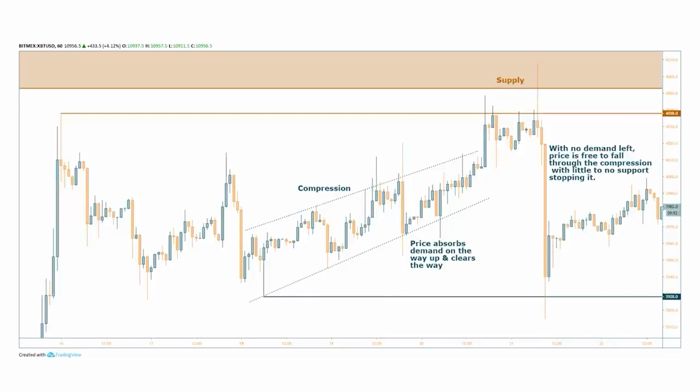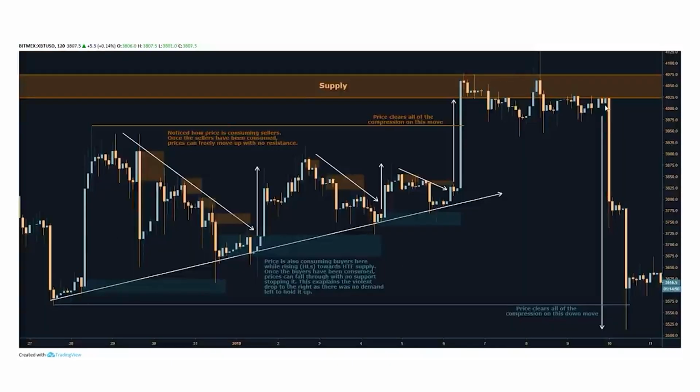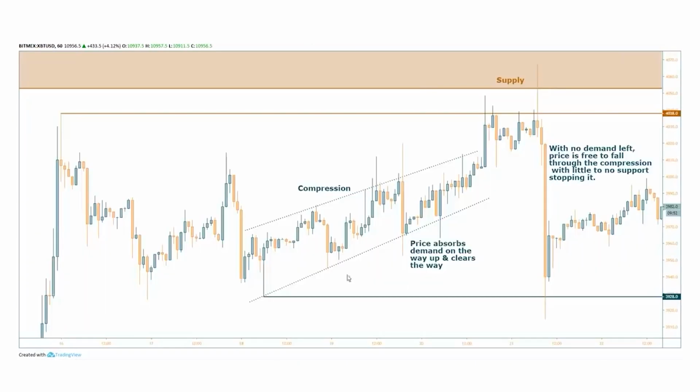But notice how on both of these examples, the origin of the compression zone, price just goes and fills that whole move in. Same thing here. Origin of compression, drop basically takes out the whole compression zone.